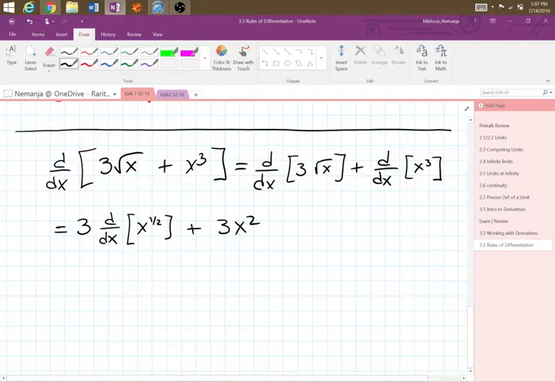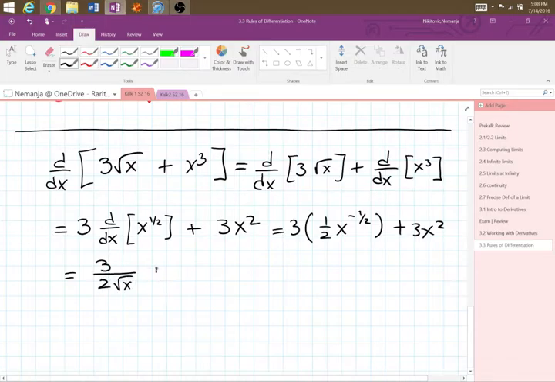So we did the sum rule, then we did the constant rule, and now we're going to do the 2 power rules. So now this is 3 times 1/2 x to the negative 1/2 plus 3x squared. And when you do this, you get 3/2. You can put the square root of x downstairs, plus 3x squared. And that would be the answer. That is the derivative.